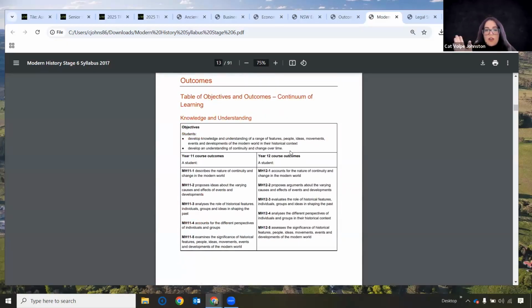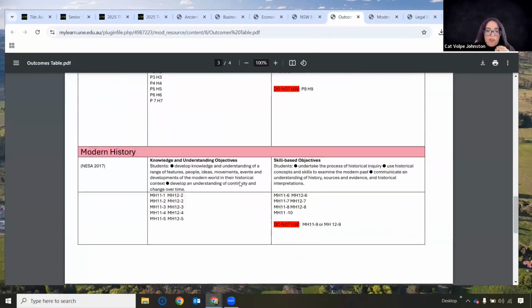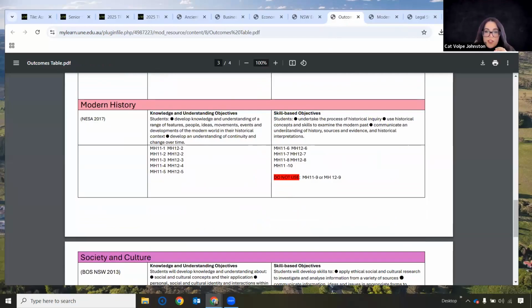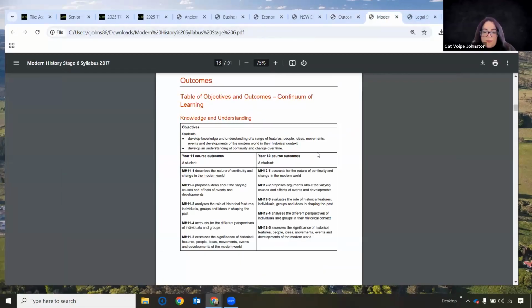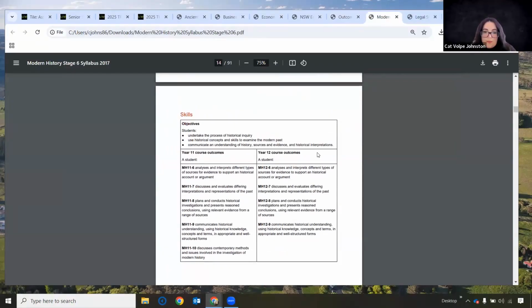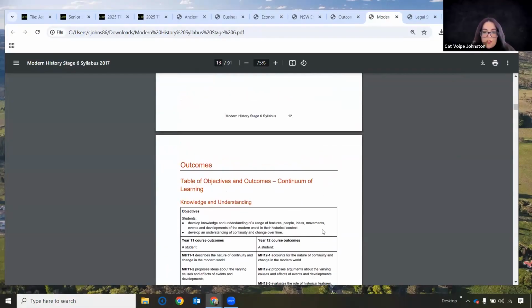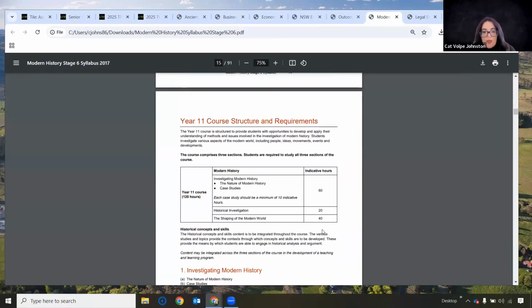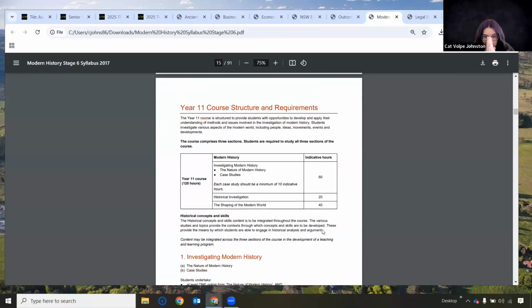Okay, we've got our objectives and outcomes table. If you go to this table that I've uploaded, I've put the objectives here and also the outcomes that relate to knowledge and understanding and those that relate to skill-based outcomes, including communicating. That's broken down there. Skills here. Knowledge and understanding.